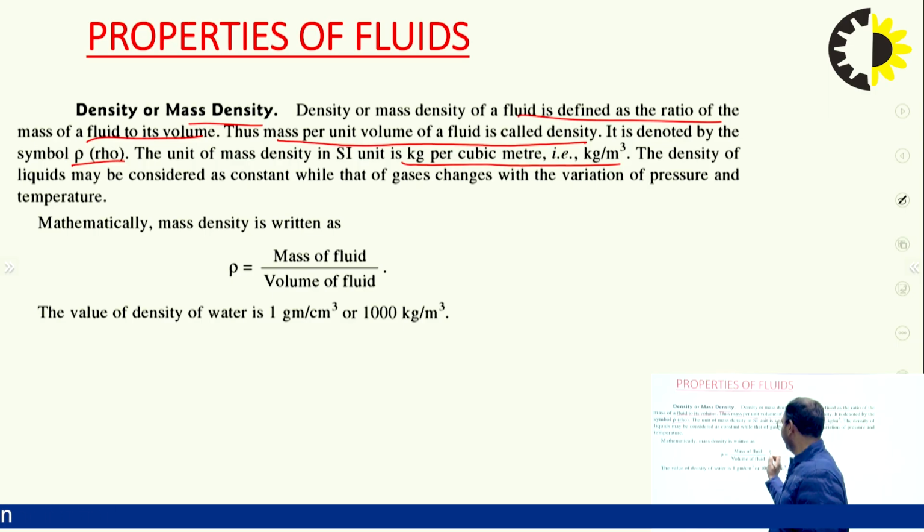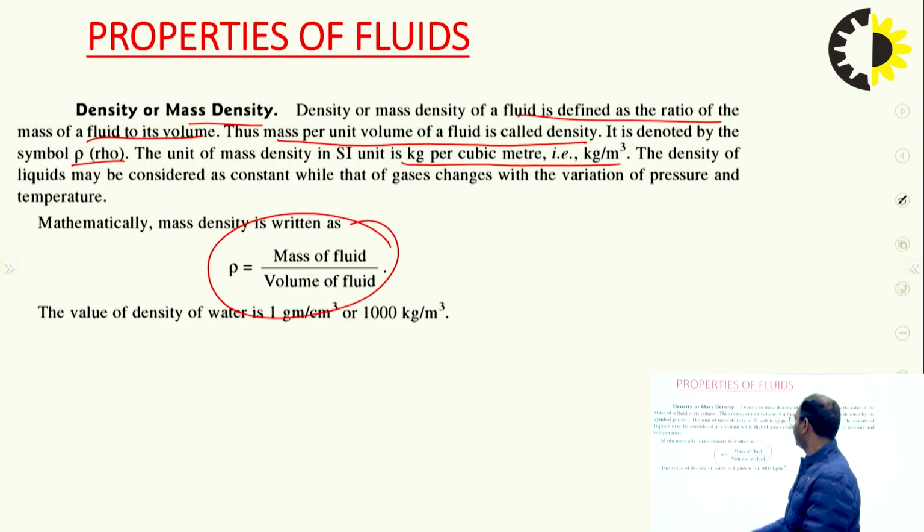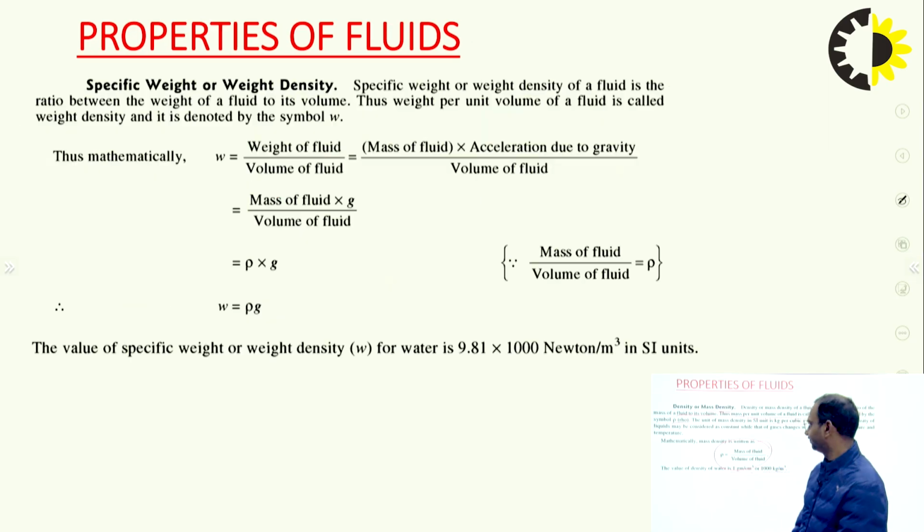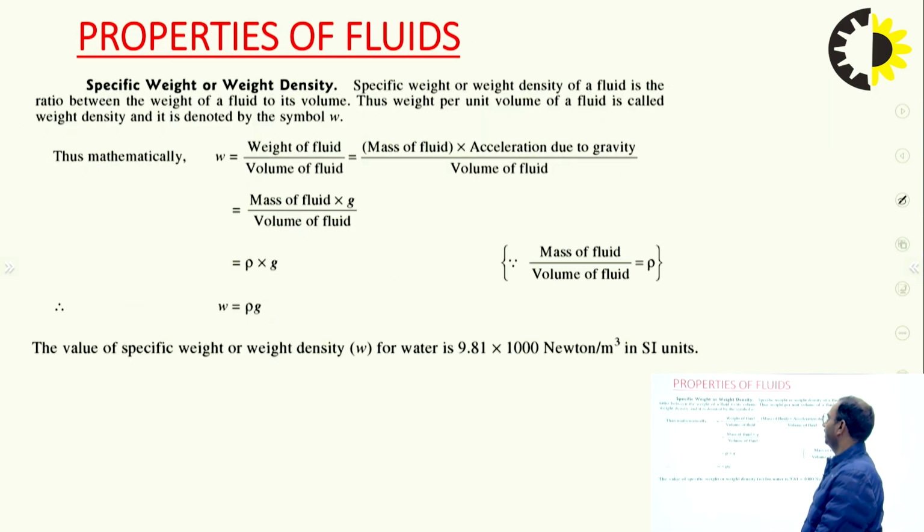Mathematically, we can say that density is the ratio of the mass of the fluid to its volume, and for water we can take the density as 1 gram per centimeter cube or 1000 kg per meter cube at a temperature of 4 degree Celsius.